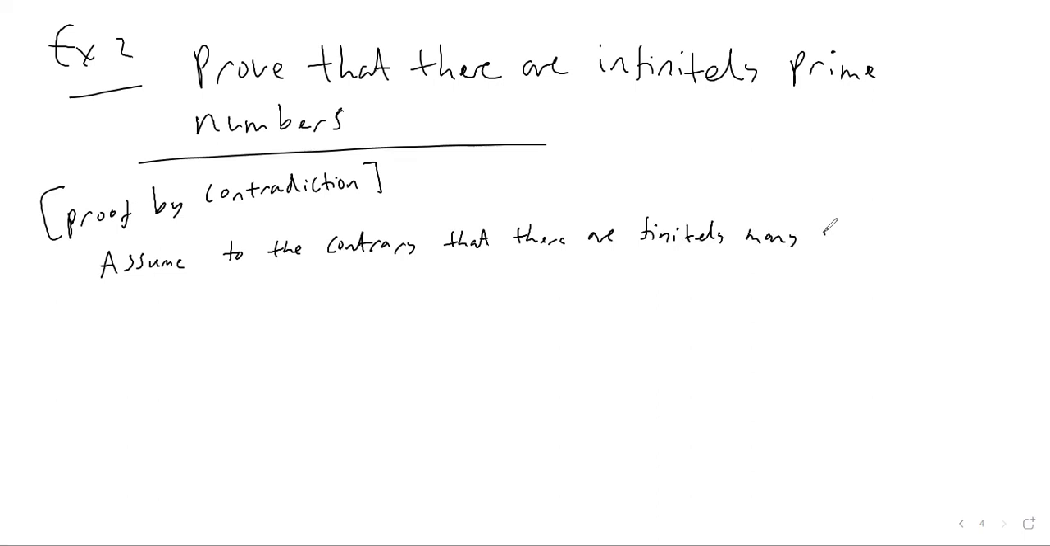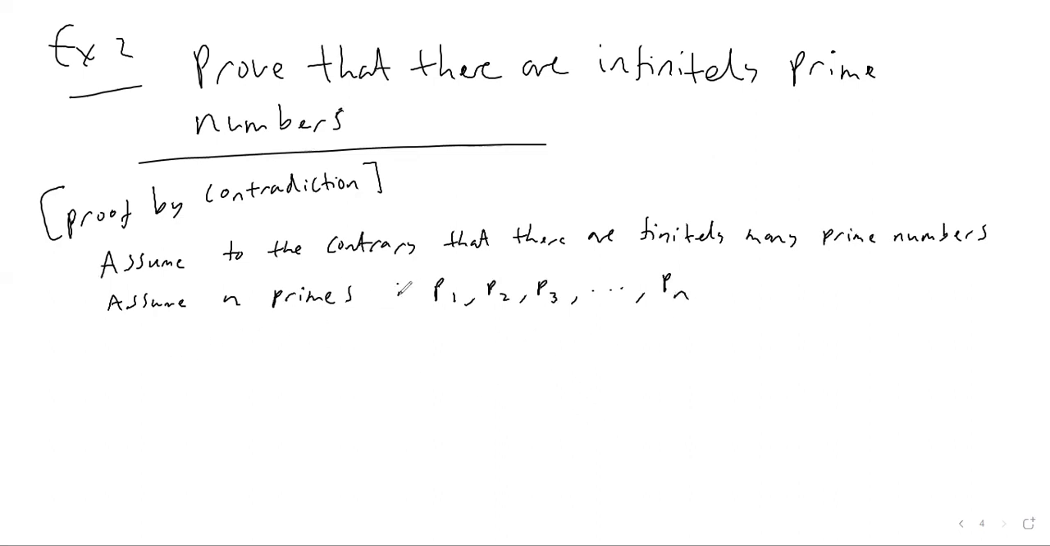Okay, so if there are a finite number of prime numbers, then let's just assume that there are n prime numbers, where n is a natural number. So we're going to assume there are n prime numbers in the universe, so n primes: P1, P2, P3, P4, P5, P6, all the way up to Pn. So you've got a finite number of primes.